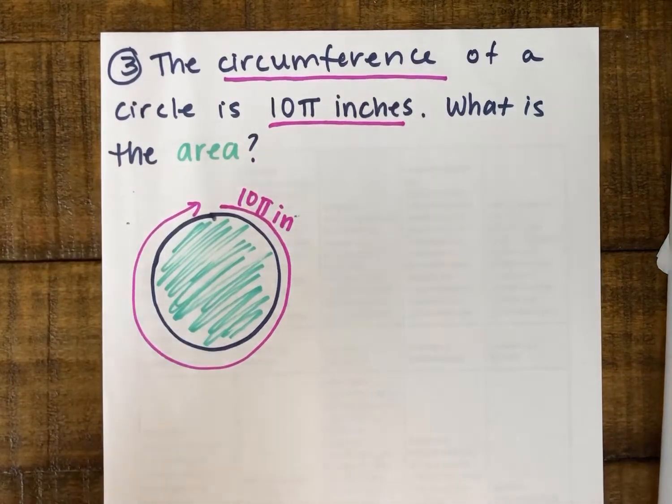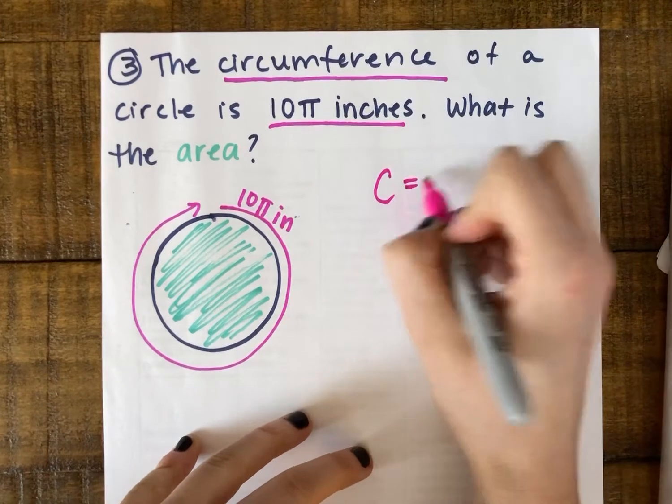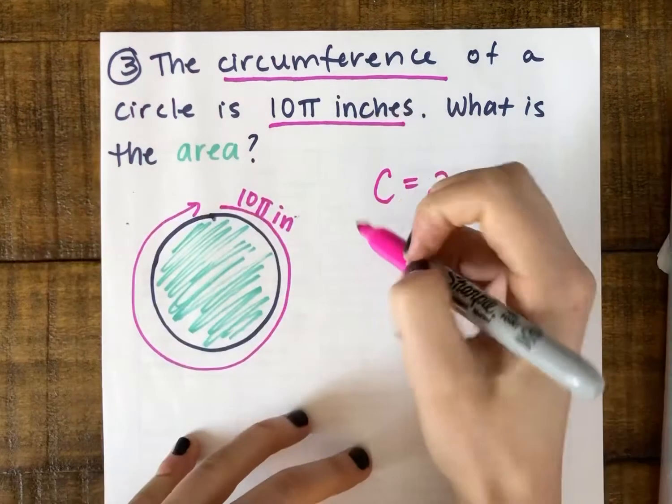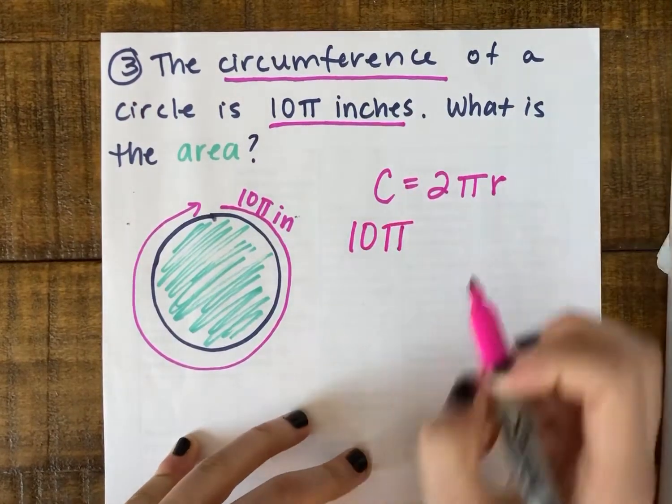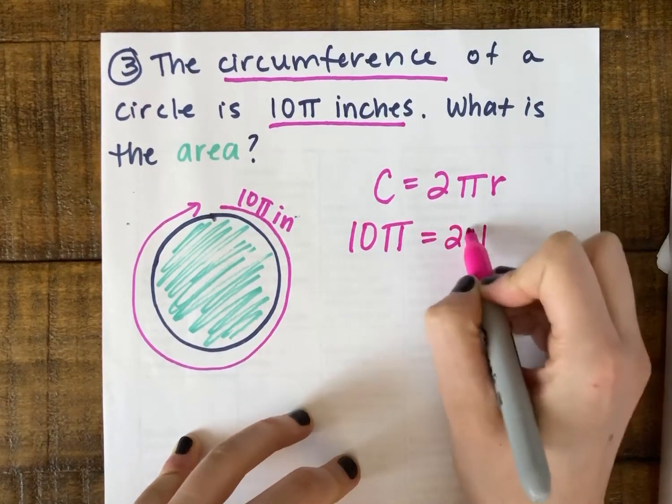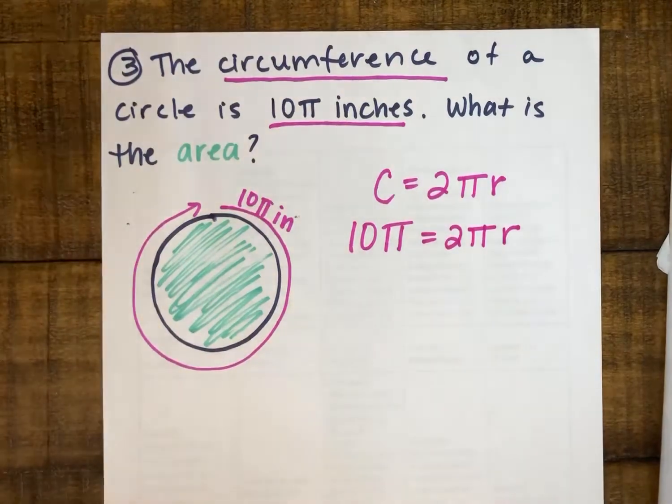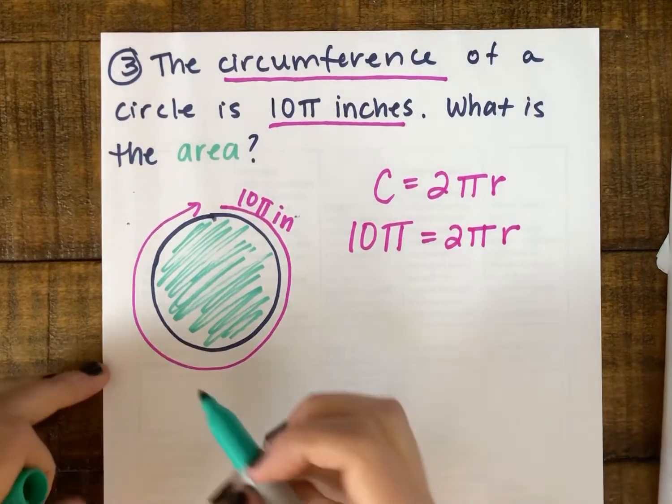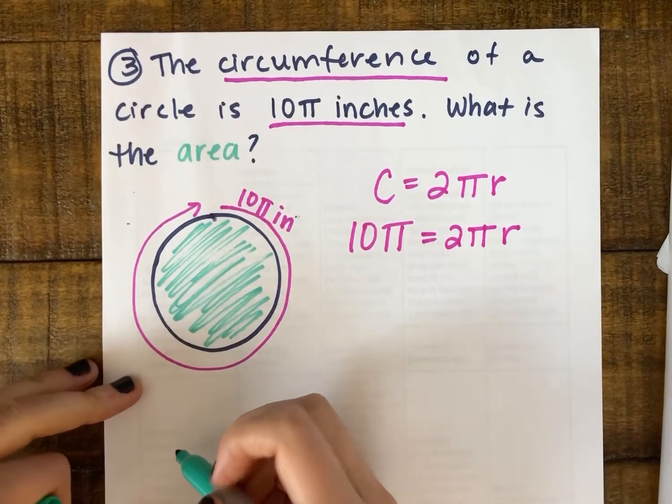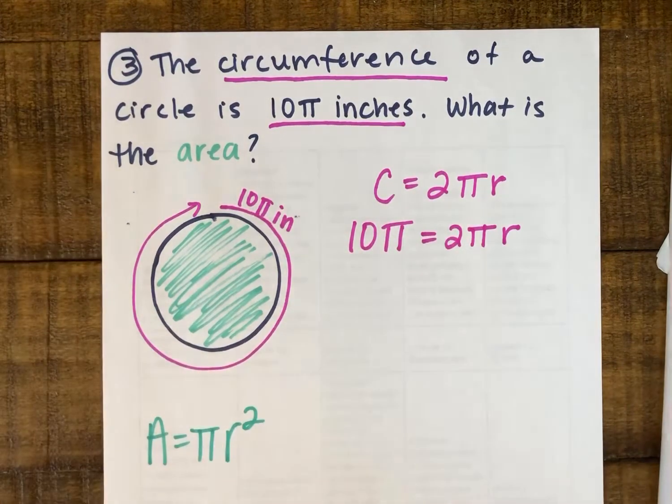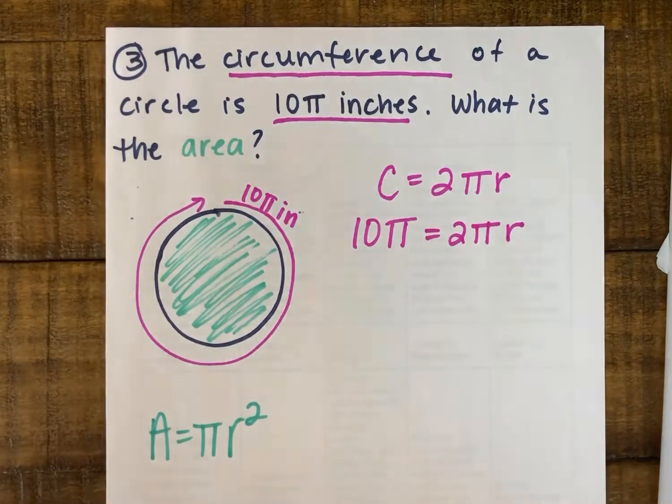Well, they're giving me information about the circumference, which I know is 2 pi times my radius. So they're saying that the circumference is 10 pi in this scenario, and I know that that should be 2 pi times my radius. And the thing I want to find out is my area. And area has a formula of area equals pi r squared. So in order to find out my area, I need to know my radius.